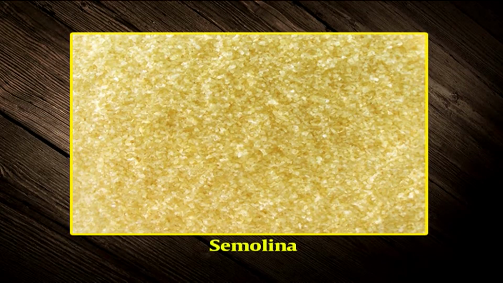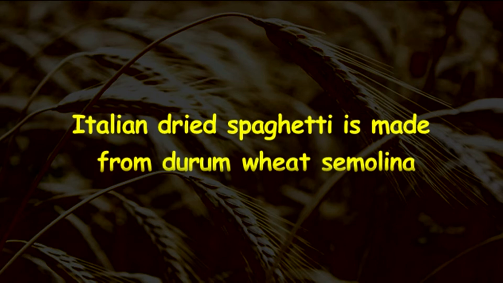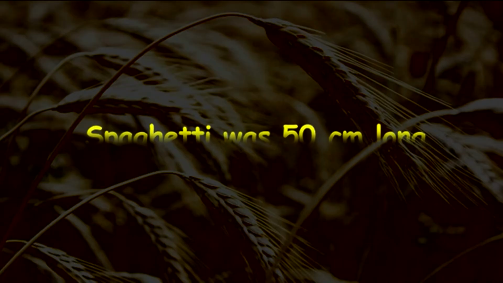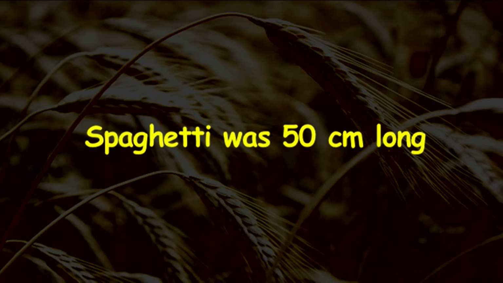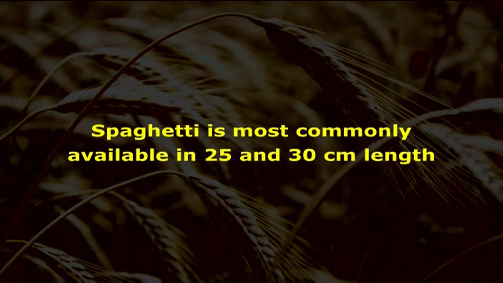Spaghetti is made of semolina or flour and water. Italian dried spaghetti is made from durum wheat semolina, but outside of Italy, it may be made with other kinds of flour. Traditionally, most spaghetti was 50 centimeters long, but shorter lengths gained in popularity during the later half of the 20th century. And now spaghetti is most commonly available in 25 and 30 centimeter lengths.